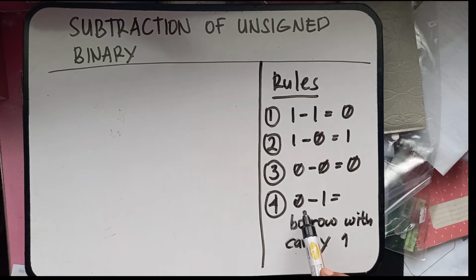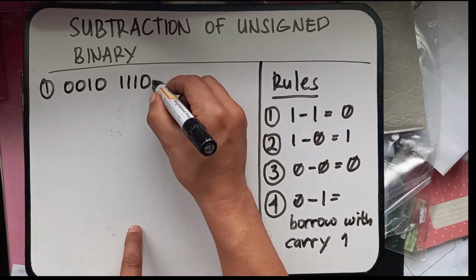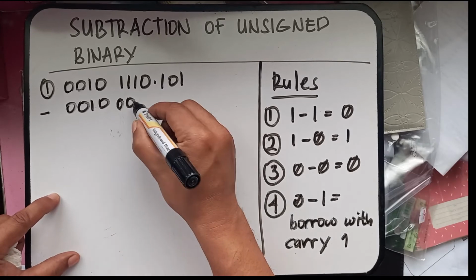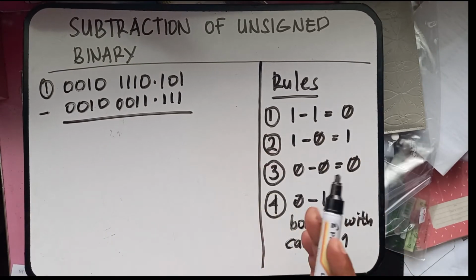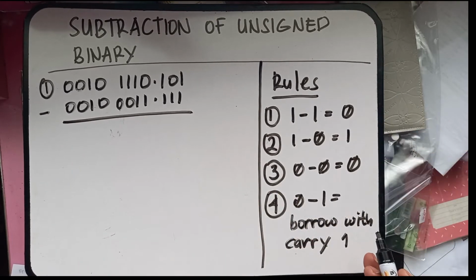When you have 0 subtracted by 1, you have to look for a number where you can borrow, and then you include a carry 1. Okay, so let's have some examples of this. So let's say we have this given. Now let's try performing subtraction on unsigned binary by following these rules.